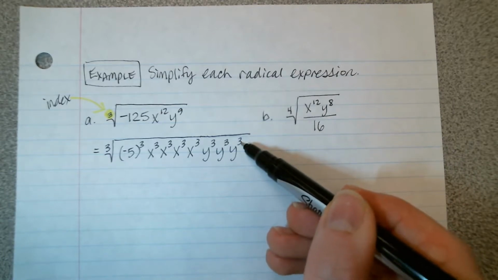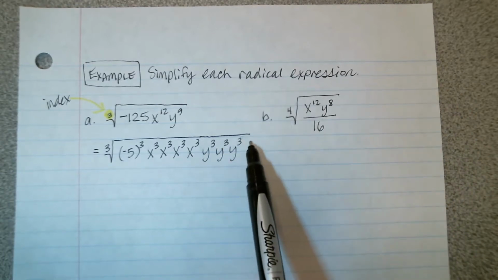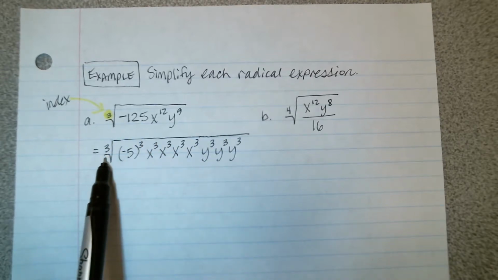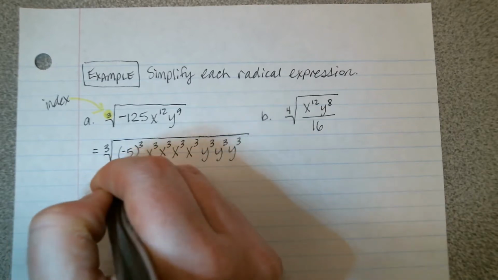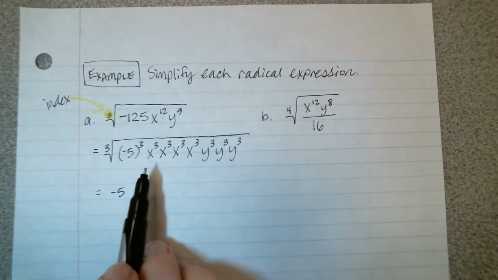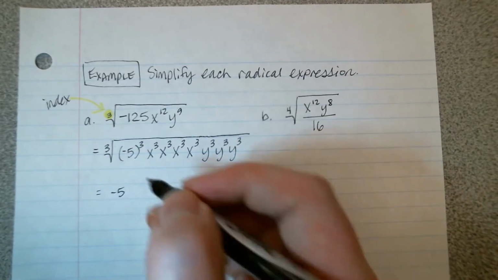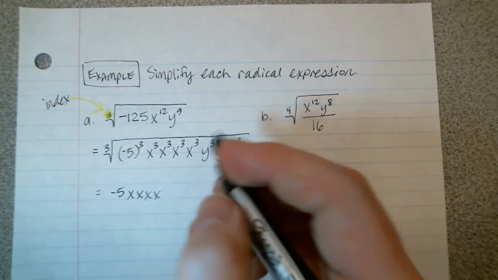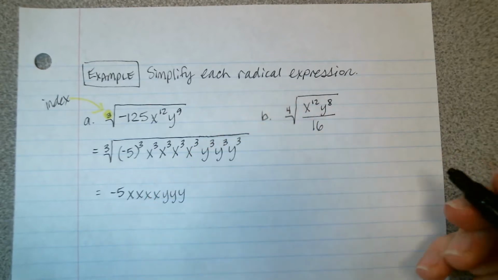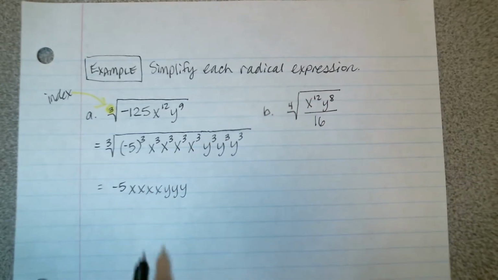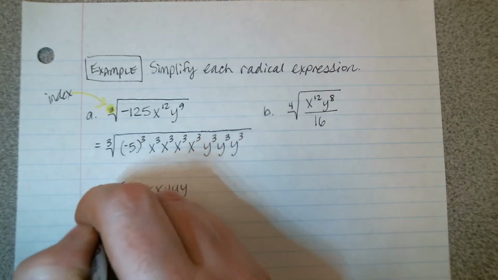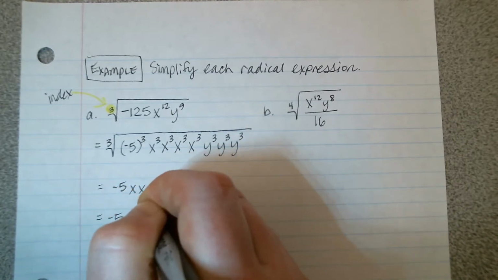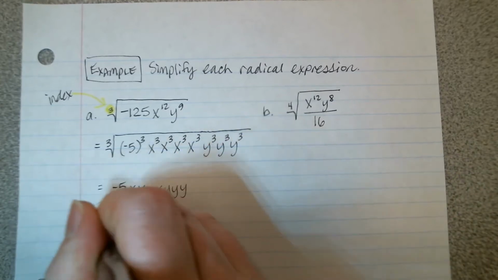So now what's going to happen is all these exponents of 3 are going to cancel with this radical of index 3. And I'm left with negative 5 times 4 x's and 3 y's. And we definitely have a much more efficient way of writing such an expression. This is negative 5 x to the 4th y cubed. Great.